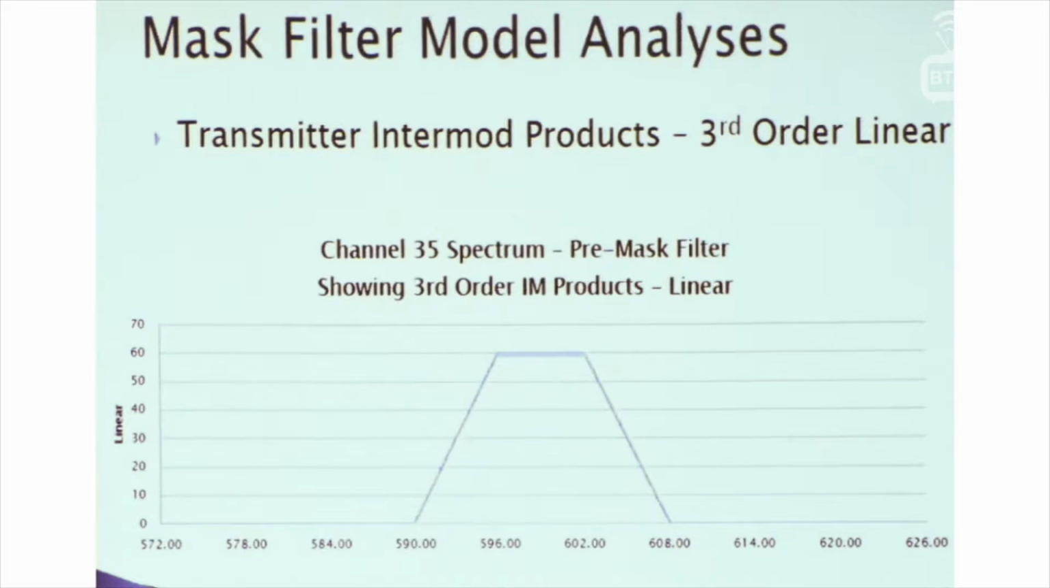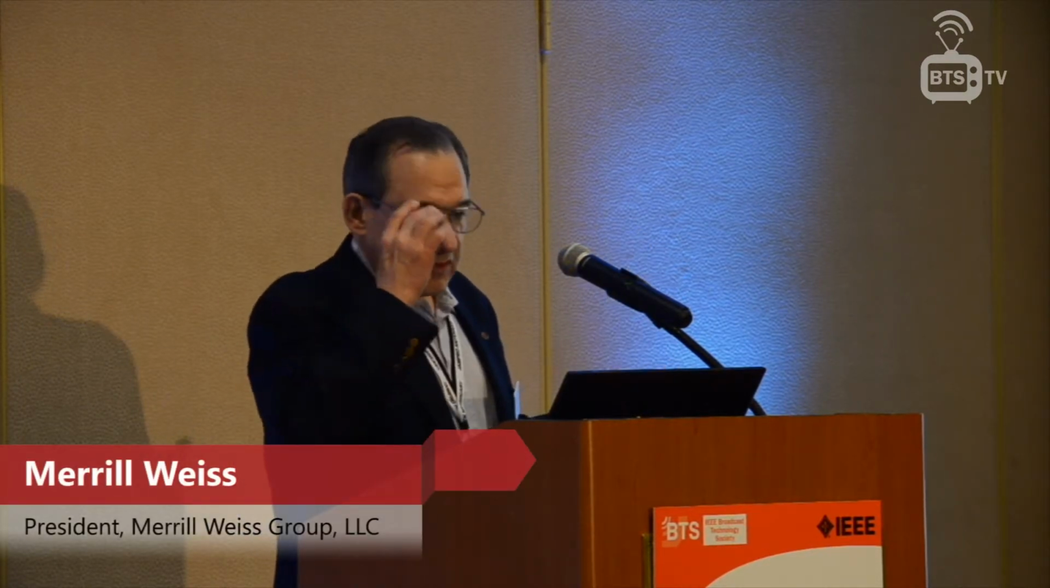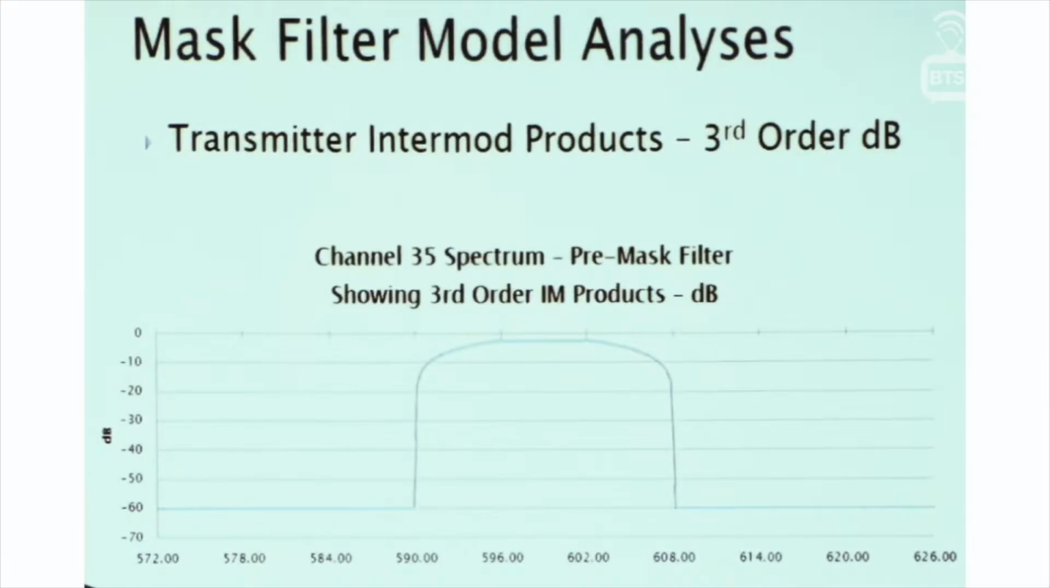So this says that third order, so it's 2 times one frequency minus the other, total of 3. When I talk about fifth order, that's 3 times one minus 2 times the other. Seventh order, 4 times minus 3 times. That's what we're looking at when we look at these spectrum plots. As I say, this is linear space.